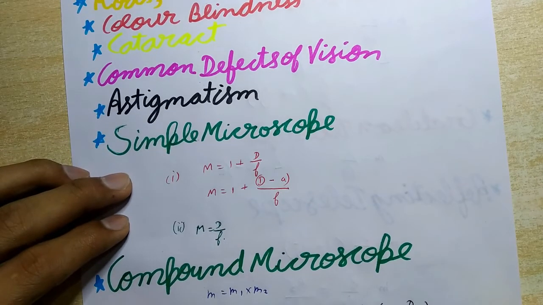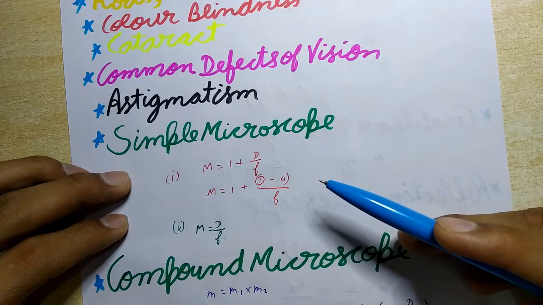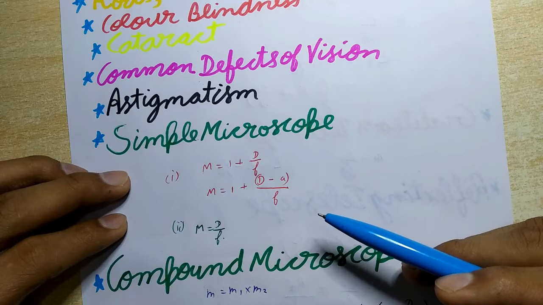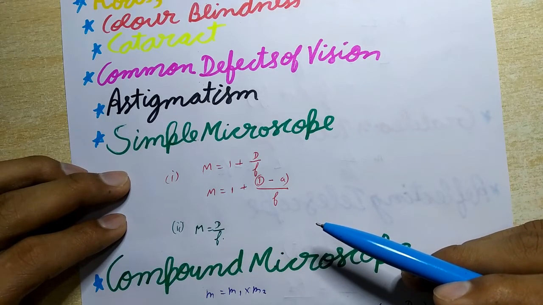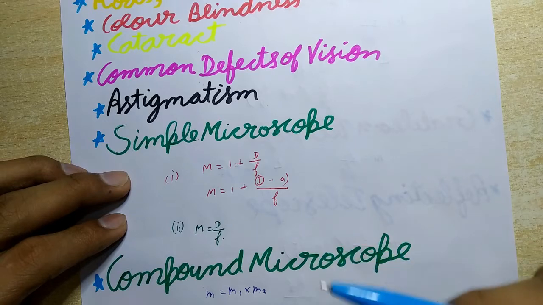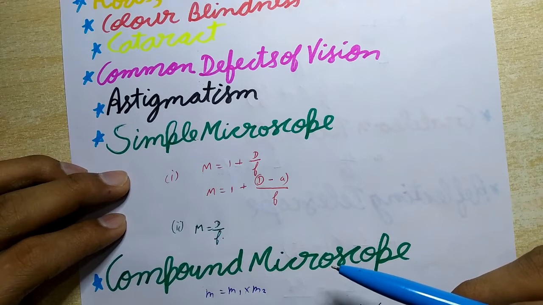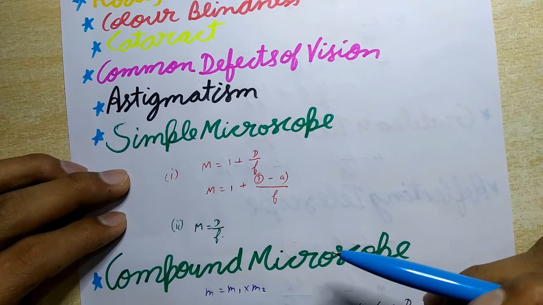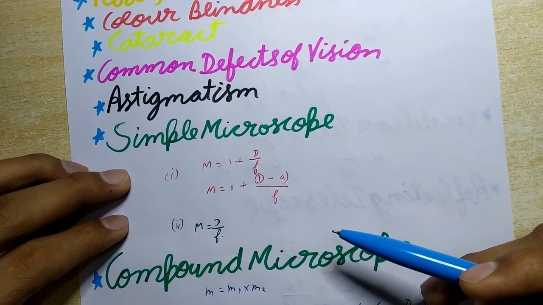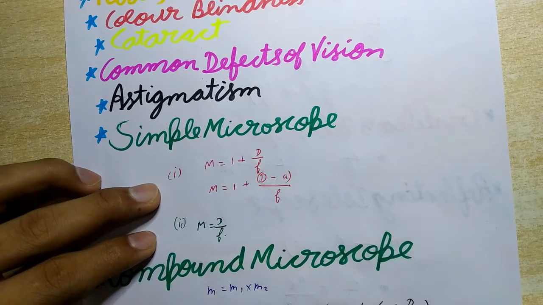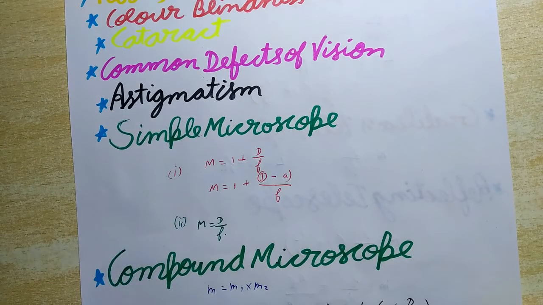Now next is a simple microscope. It is a convex lens of short focal length. When the object is placed between the lens and its focus, and the eye is held just behind the lens, a virtual, erect and enlarged image is seen. When the final image is formed at the least distance of distinct vision, the magnifying power m is equal to the angle subtended by the image at the least distance of distinct vision upon the angle subtended by the object at the least distance.